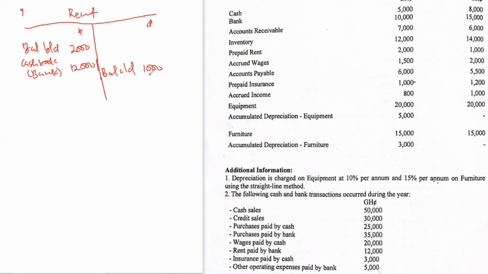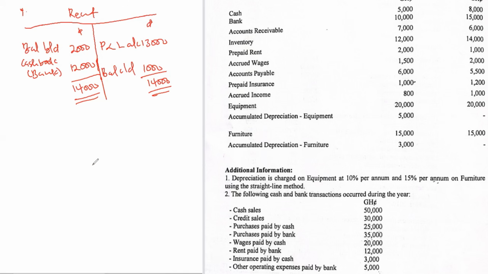So after doing this, you balance it. We normally prepare the expenses account for us to know the exact amount that will go to the P&L account for that particular year. So when we balance this account, we will have 14,000 as the total. And the difference will go to the P&L account. And that difference is 13,000.